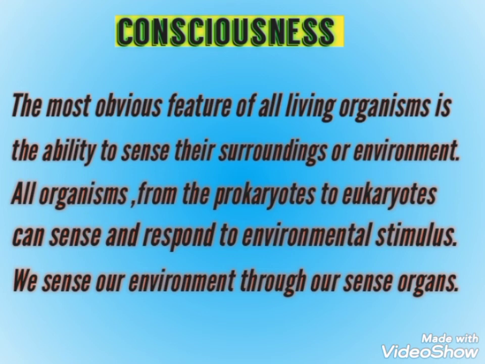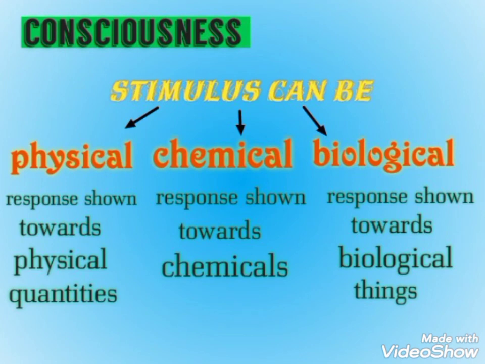Stimulus are of three types. It can be physical, chemical, or biological. Whenever the response is shown towards a physical quantity, like temperature, it is a physical stimulus. And whenever the response is shown towards chemicals, it is a chemical stimulus. It is seen in the pollination process. The pollen grains show response toward the chemicals only to reach the ovary. And whenever the response is shown toward a biological thing, for example, whenever we see a tiger or bees and get scared of them and show response toward them, it is a biological stimulus.